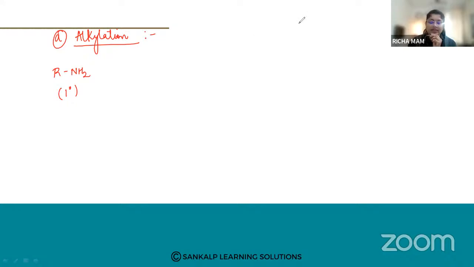This we have discussed in haloalkanes and haloarenes, right? How do we represent an alkyl halide? It is represented by RX.